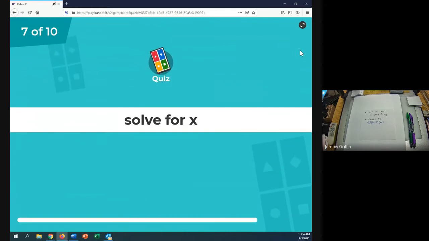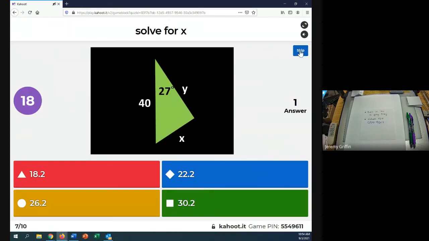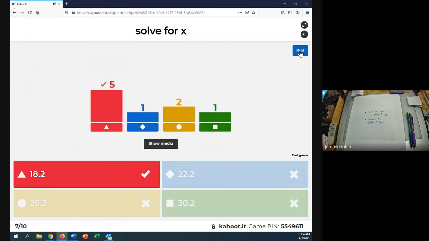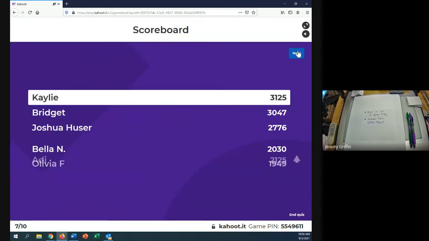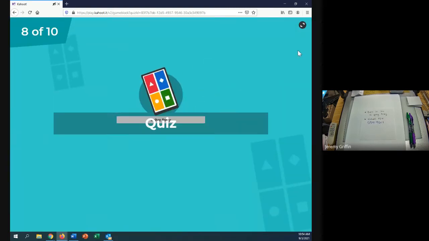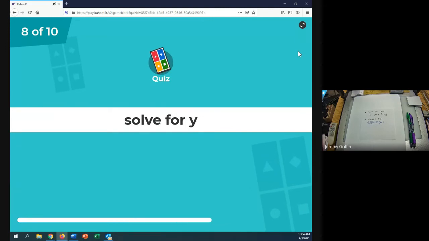You guys are about to see some rotated triangles. You guys see the hypotenuse is 40 units. Okay, so hypotenuse is 40. Did you guys do 40 times sine of 27 degrees to flip it over to the opposite side? 40 times sine of 27 degrees is 18. Oh, yeah. Addie back in the top 5. Kaylee still in top spot.